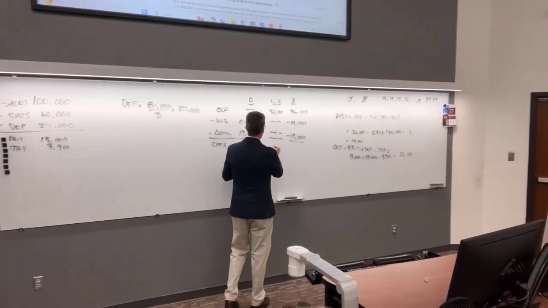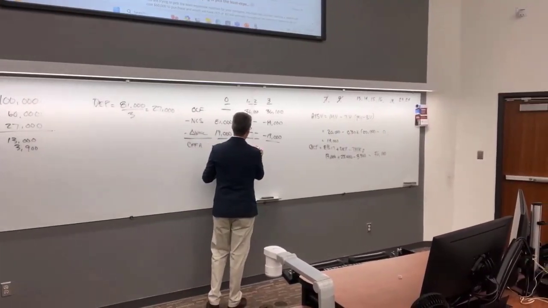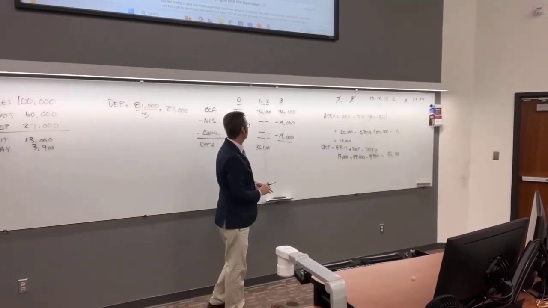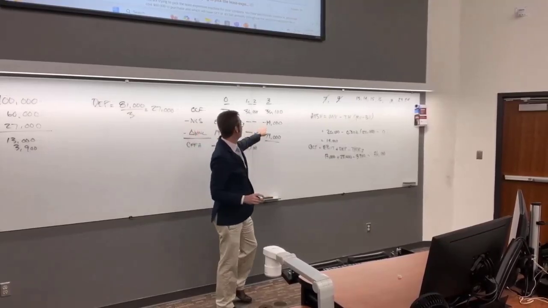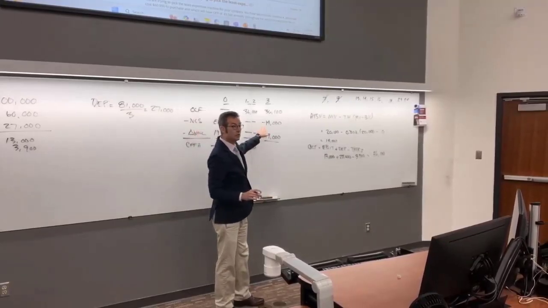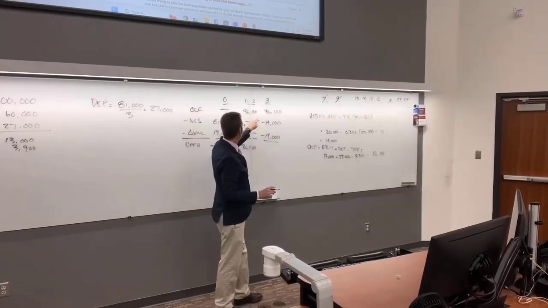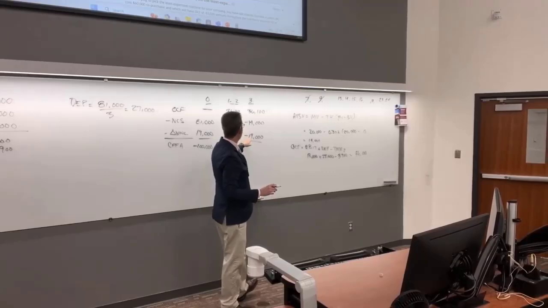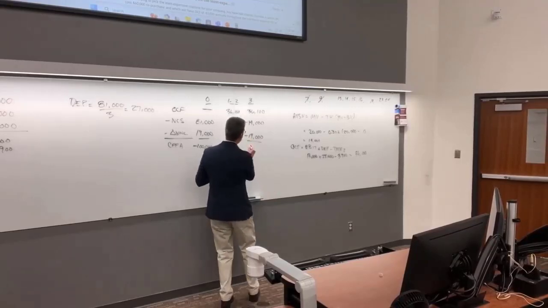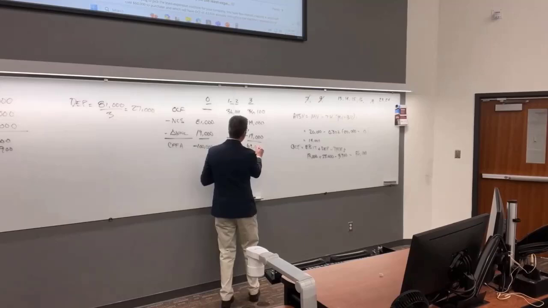The second one's real easy. It's just OCF. And the third one, this is where people get screwed up. Because we're taking a minus times a minus, what do we get? Plus. And so we've got 36,100 plus 14,000 plus 19,000. I think that's $69,100. Is that correct? Okay.